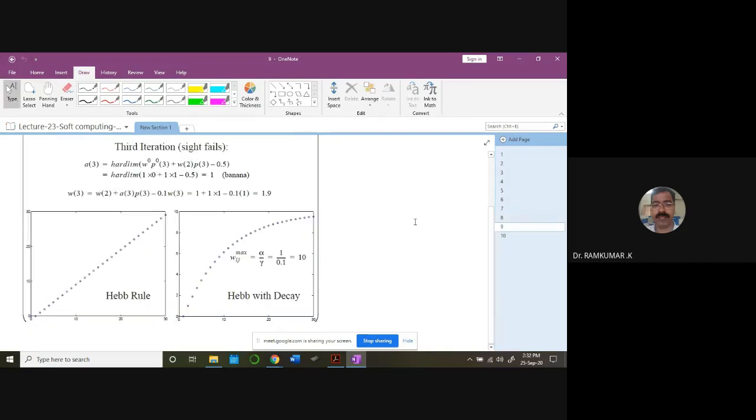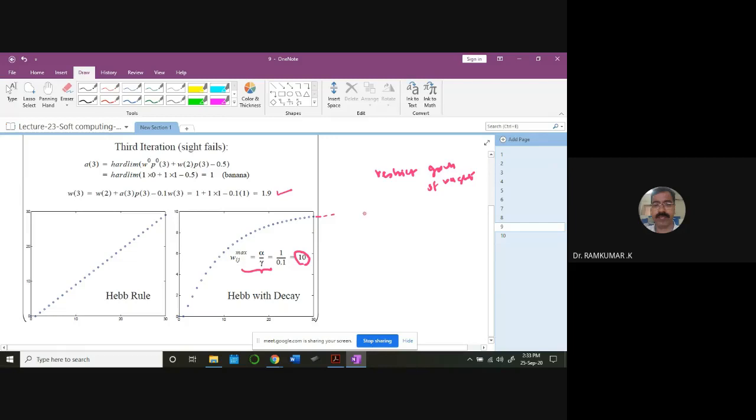If you keep doing it, you can see clearly that I keep updating the weights. Third iteration, my sight fails, again I'm updating. I'm using this as a banana, I'll be updating it again. The weight becomes 1.9. If I'm not going to restrict the growth of the weights, the weights are going to increase linearly like this, every iteration. But if I fix the alpha by gamma value, 1 by 0.1, it is restricted to 10. It's going to saturate at a maximum of 10. The weight can be 10, that's all.